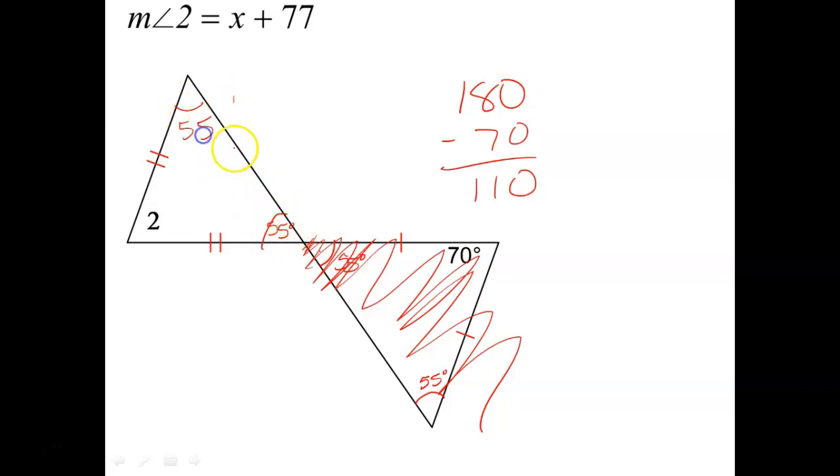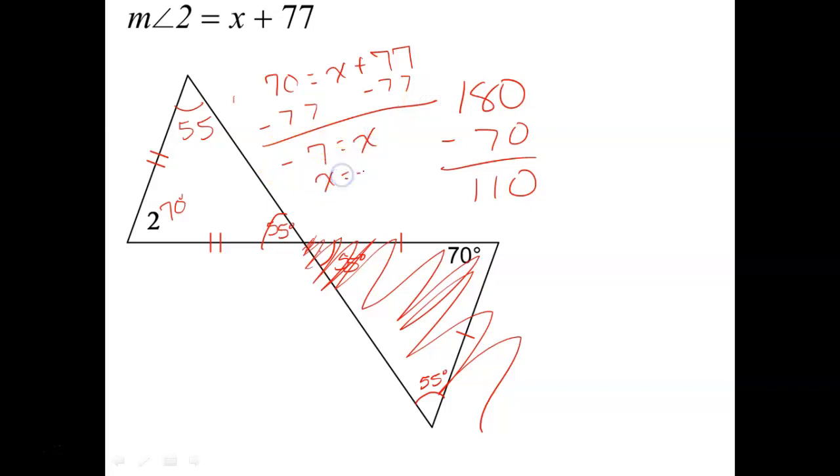So these two base angles are the same, 55 and 55. When I add 55 and 55, I know that is 110. And I know that angle 2 plus these two angles has to equal 180. So 180 minus 55 is 70. So the measure of angle 2, 70, is equal to x plus 77. When I subtract 77 from both sides, I get negative 7 equals x. So x equals negative 7.